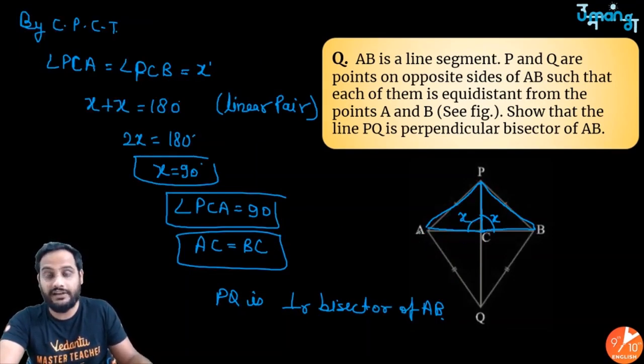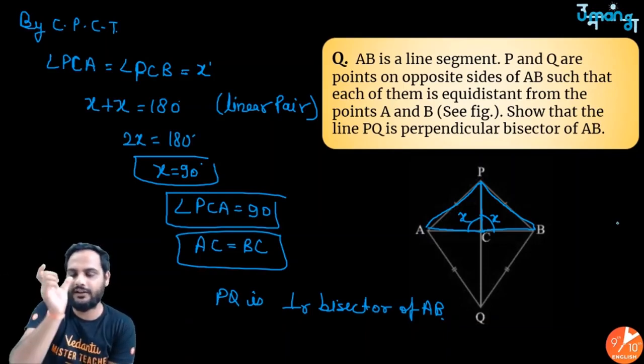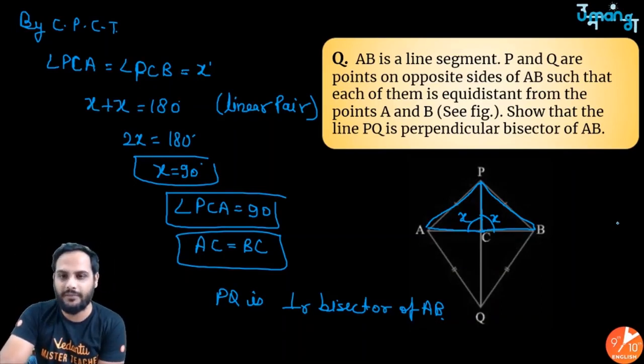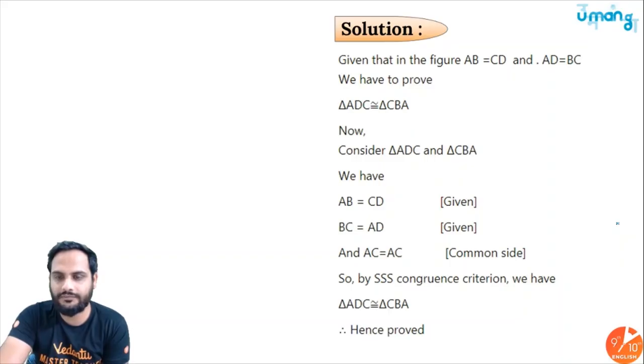So both the angles are a linear pair as well, so they are 90 degrees. So this line PQ is perpendicular as well as dividing it in two equal parts. So I can say PQ is the perpendicular bisector of AB. Okay, let's go for the next question.